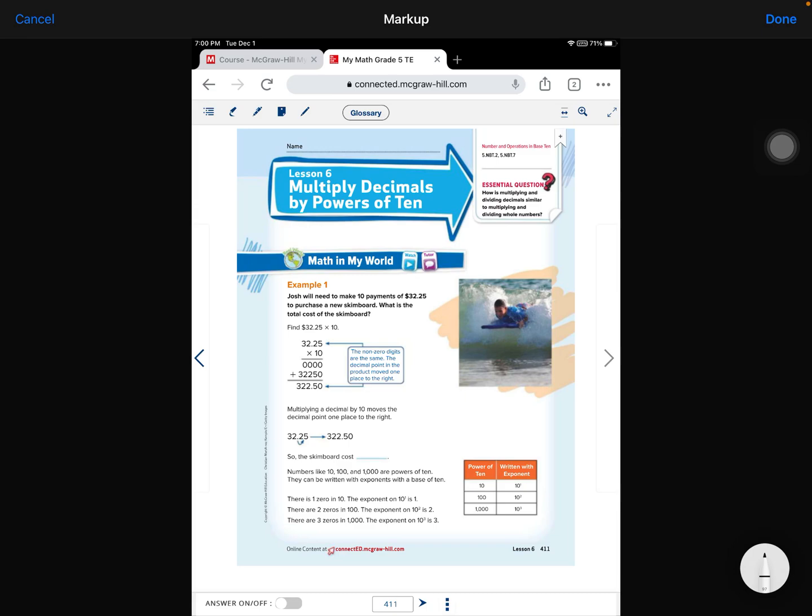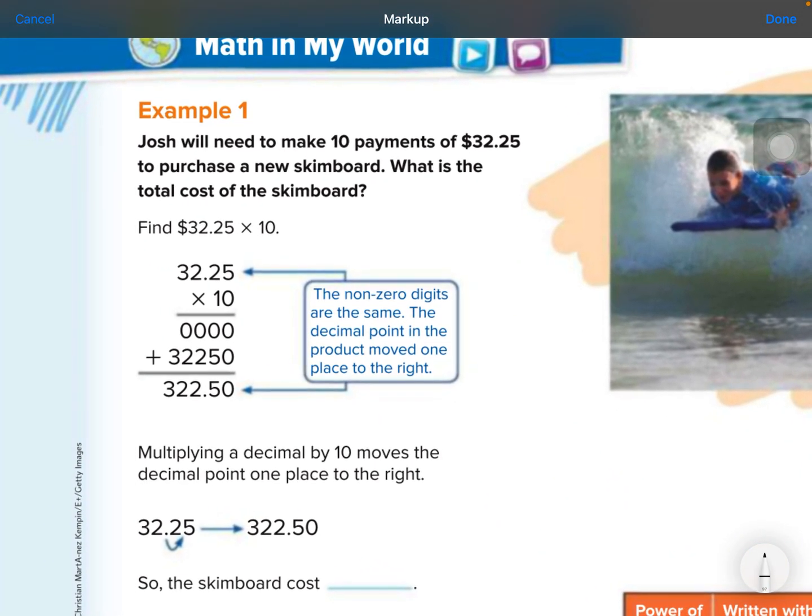Welcome to Math with Mrs. Cox. We're on Chapter 6, Lesson 6, page 411 in your math books. We are discussing multiplying decimals by powers of 10. And I think you're going to really like this chapter, especially compared to that last one.